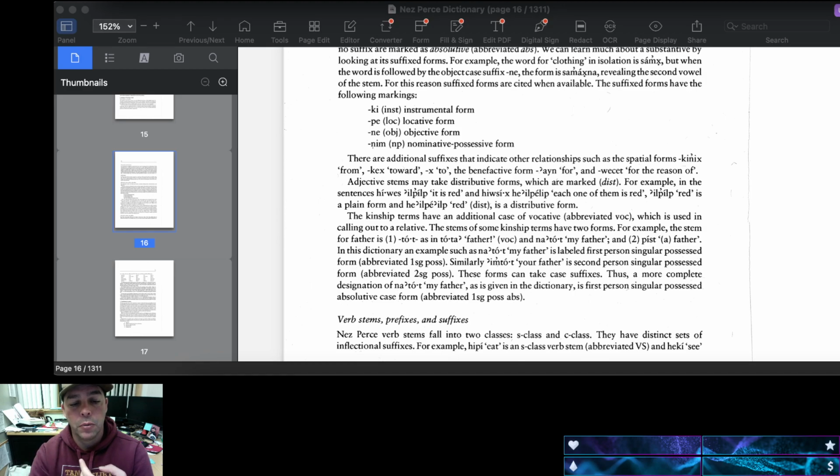So you've got to work on the aspect part of it, the tense part of it, verb classes, and vowel harmony, and that'll cover 90% of what you need in order to learn the Nez Perce language.